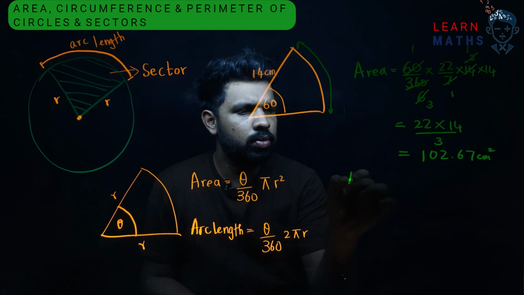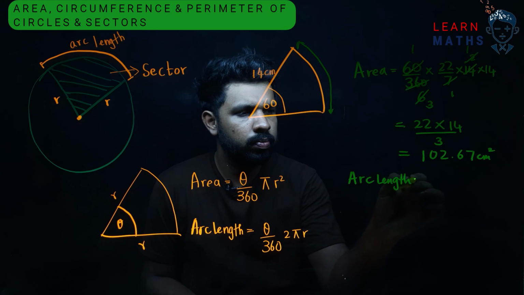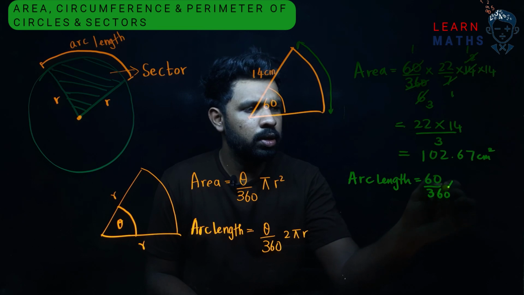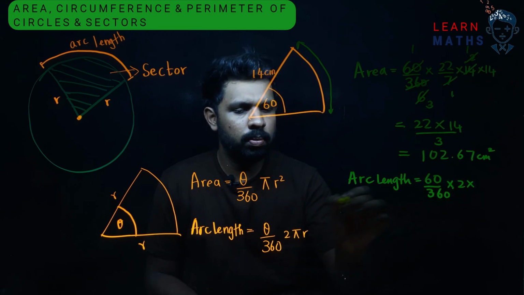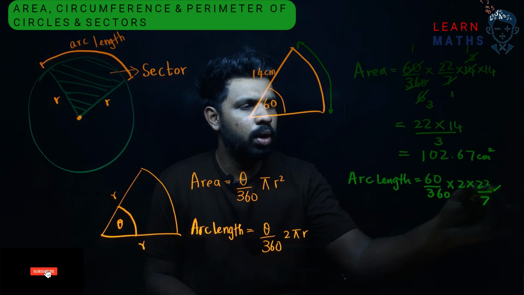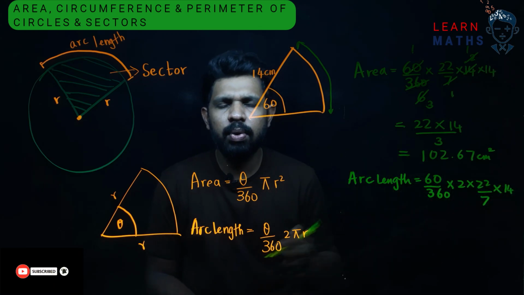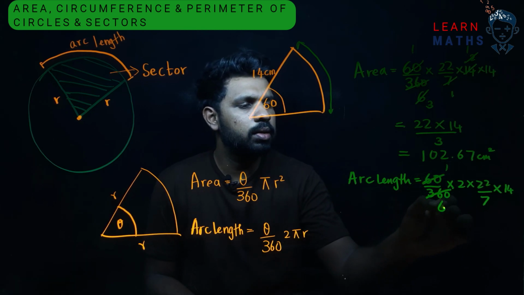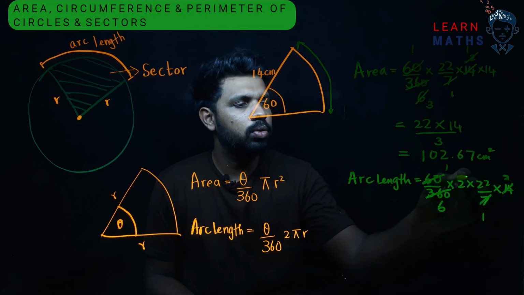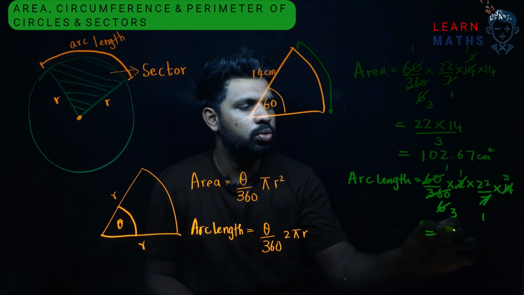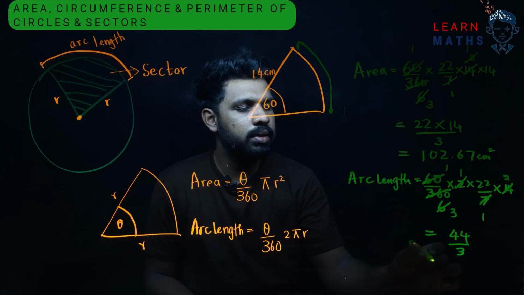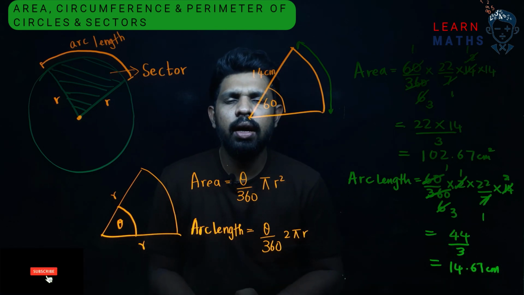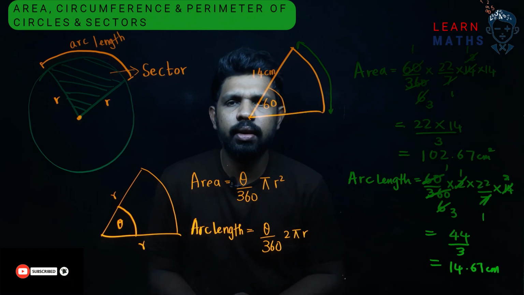Arc length is equal to theta over 360, that is 60 over 360, into 2 into pi, that is 22 over 7, and into r, that is 14. Now we can simplify this and find the arc length of this sector. Again 1 here, 6 here, and 1 here, 2 here, so 1 here, 3 here. So this will be equal to 44 over 3, that is 14.67 centimeters.